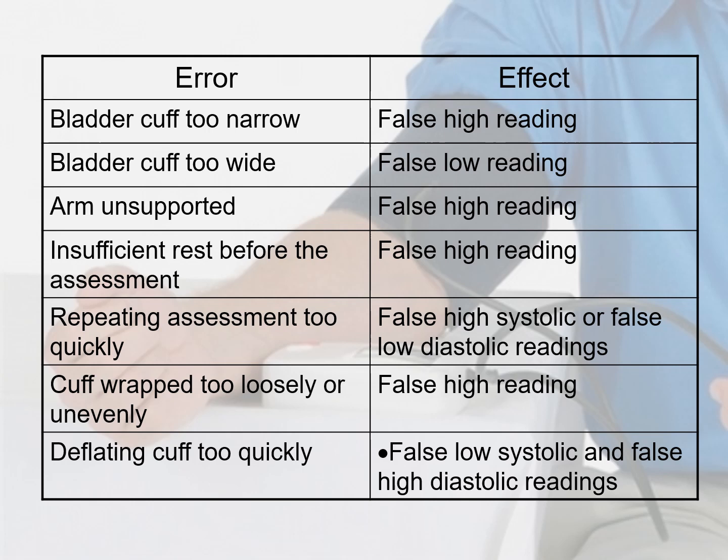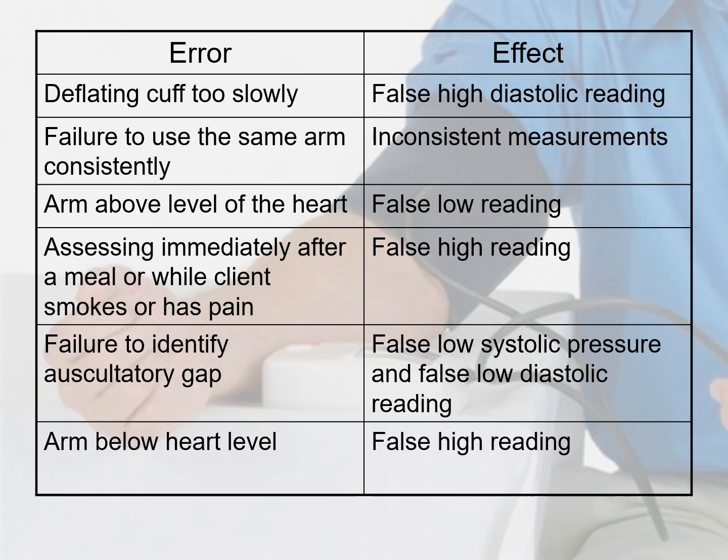Deflating cuff too quickly, false low systolic and false high diastolic readings. Other errors: deflating cuff too slowly, the effect would be false high diastolic readings. Failure to use the same arm consistently, inconsistent measurements. Arm above level of the heart, false low readings. Assessing immediately after a meal or while client smokes or has pain causes false high reading. Failure to identify the auscultatory gap, false low systolic pressure and false low diastolic reading. And arm below heart level, false high reading.